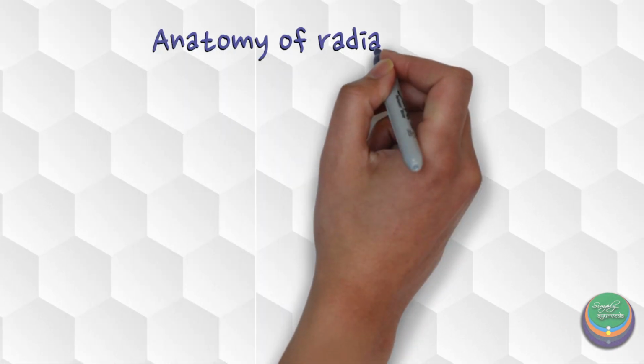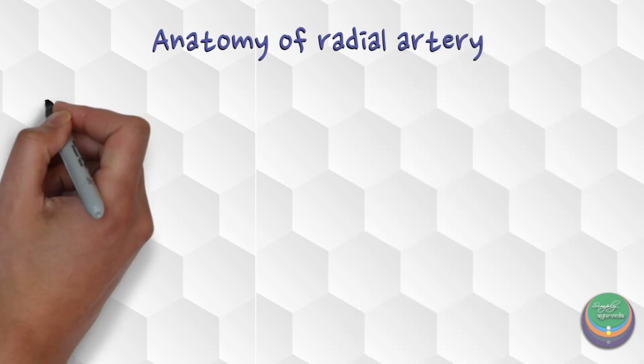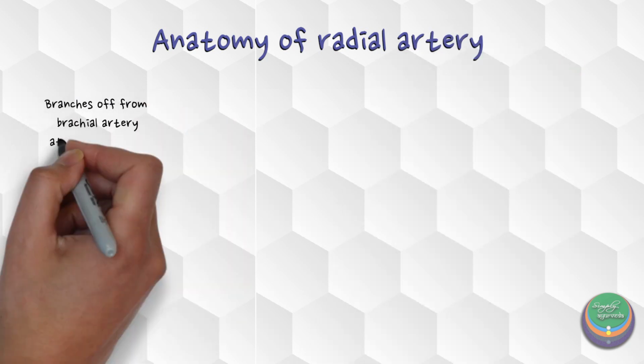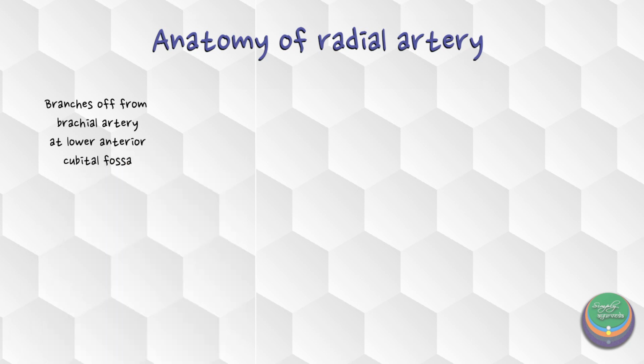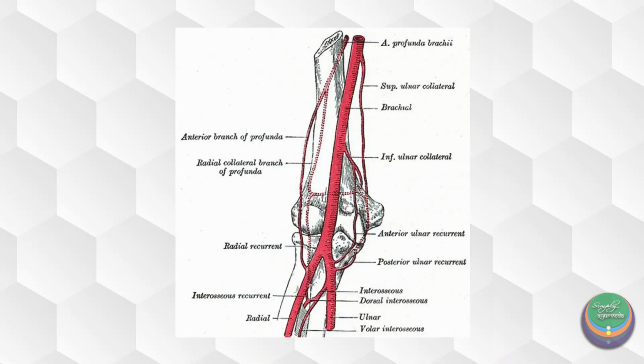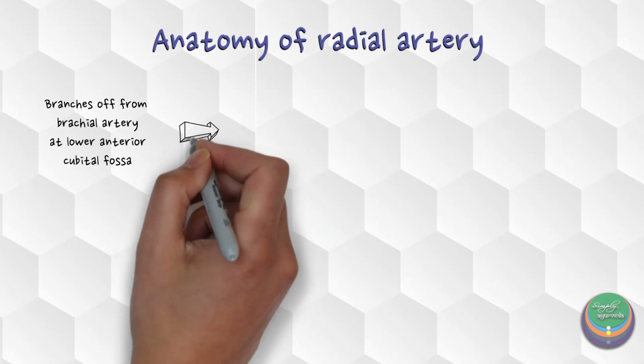Now let's quickly jump into the anatomy of the radial artery. The radial artery has its origin from the brachial artery. The brachial artery bifurcates in the anterior part of the cubital fossa to form two branches, the ulnar artery, which runs medially, and the radial artery, which runs laterally.